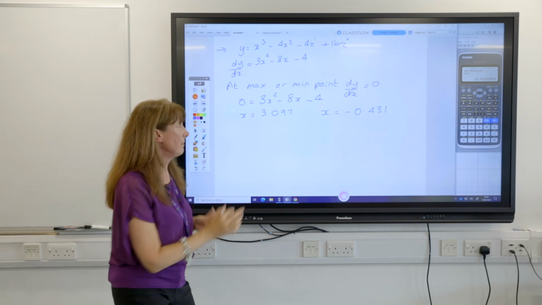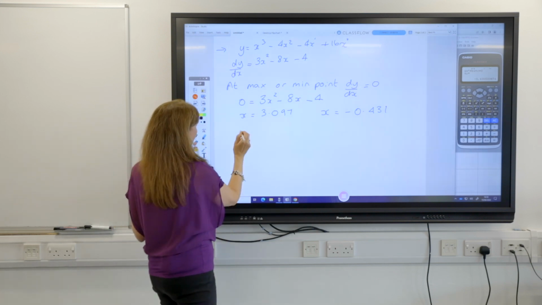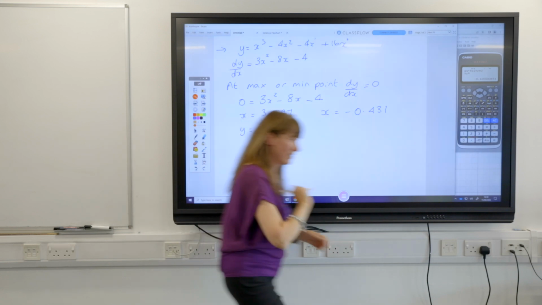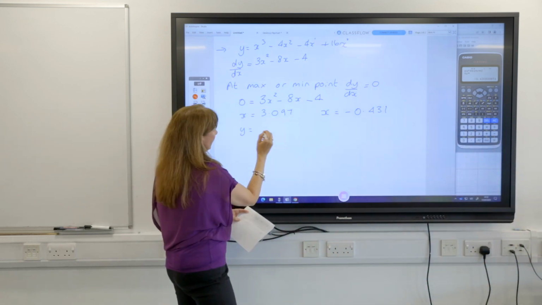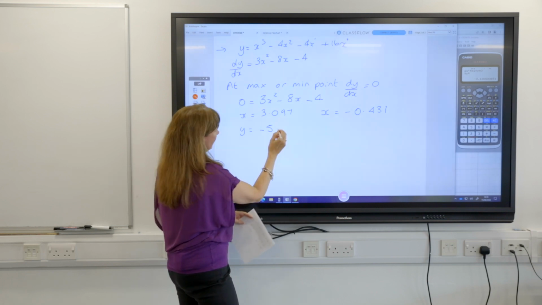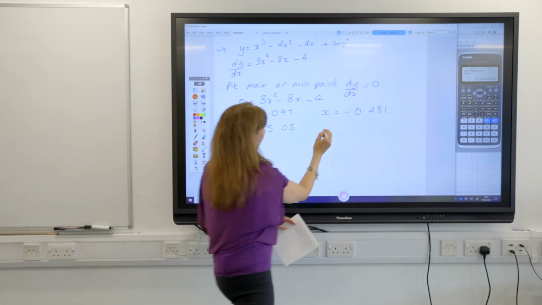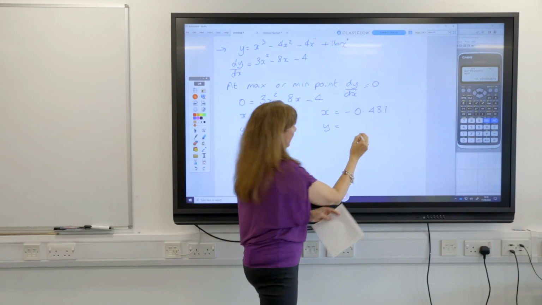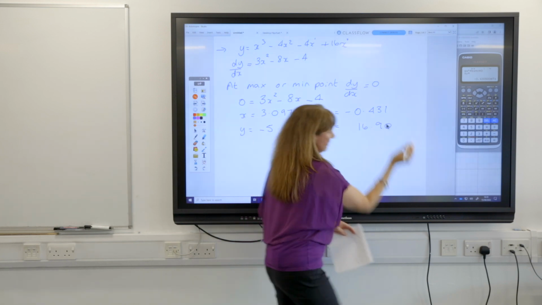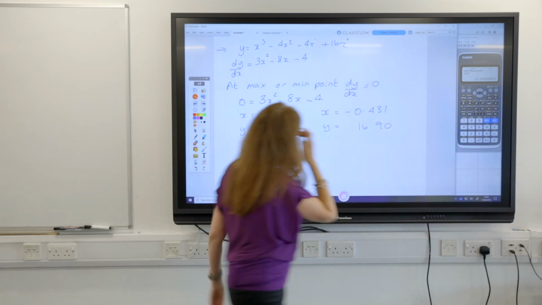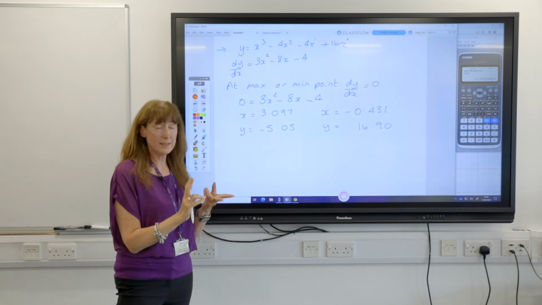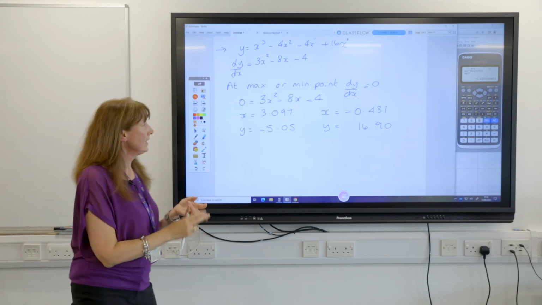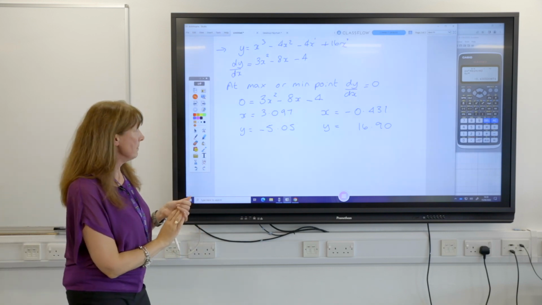So I'm sure you can just type that in your calculator. I'm going to let you know what those y values are, because I did it earlier. This is the one I did earlier. So y at this point is minus 5.05, and y at this one is 16.90. Okay, so what we've done now is we've found where we cross the y-axis, we've found where we cross the x-axis, and we've found our maximum and minimum points.